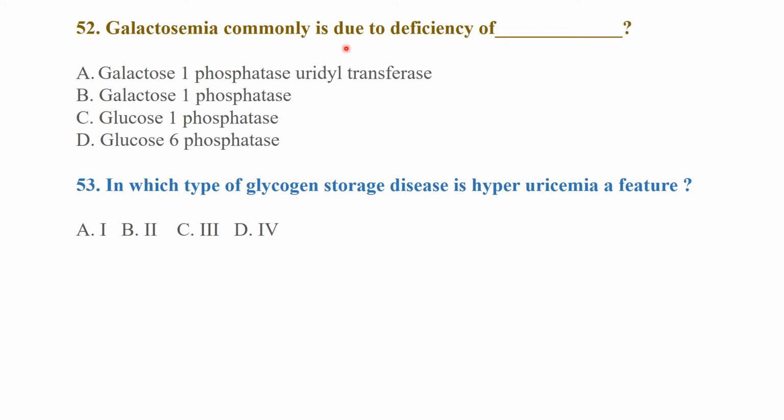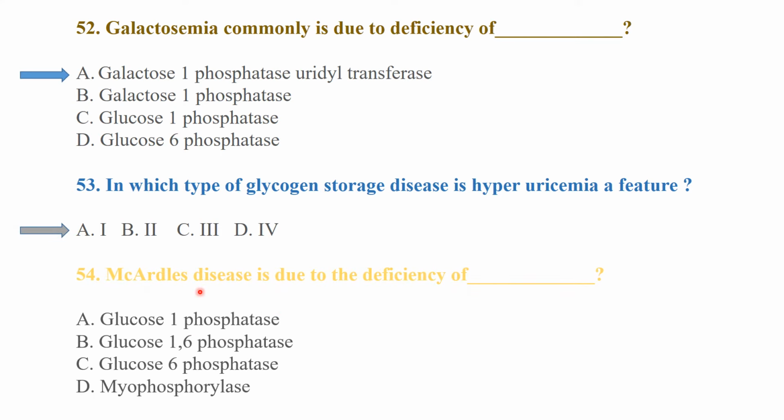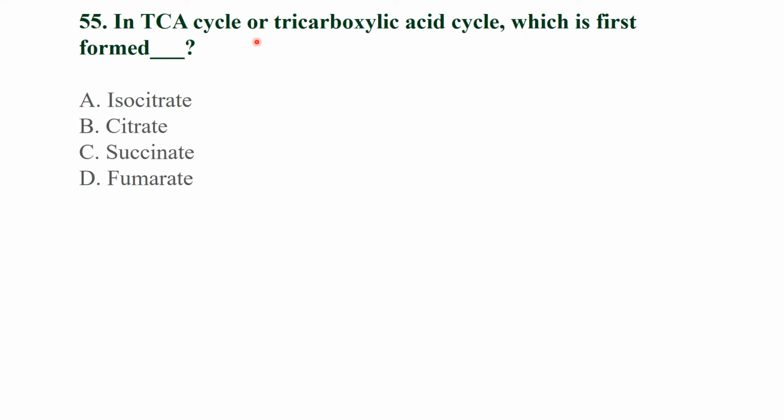Galactosemia commonly is due to deficiency of galactose 1-phosphate uridyl transferase. In which type of glycogen storage disease is hyperuricemia a feature? That is type 1. McArdle's disease is due to deficiency of myophosphorylase. In the TCA cycle, the tricarboxylic acid cycle, which is the first formed? The first formed is citrate.